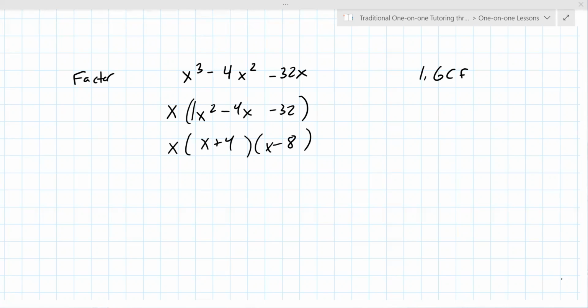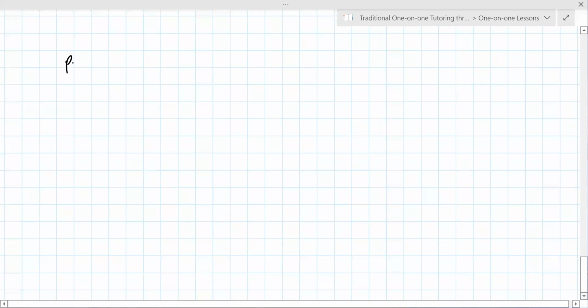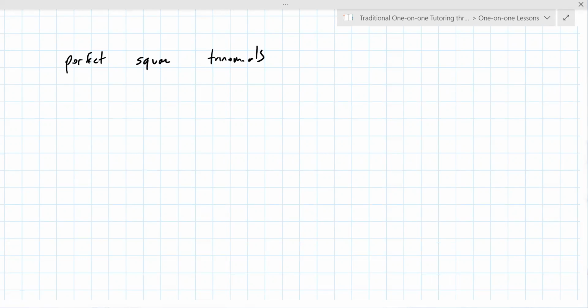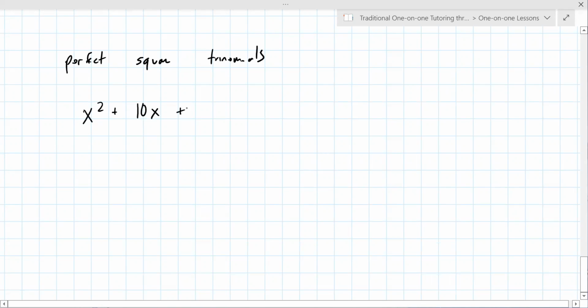So let's talk a little bit about what are called perfect square trinomials. Okay, so the following is a perfect square trinomial, and maybe you can tell me why if I could find the one I was trying to get pulled up here. There it is. X squared plus 10x plus 25. Any idea why this might be a perfect square trinomial?